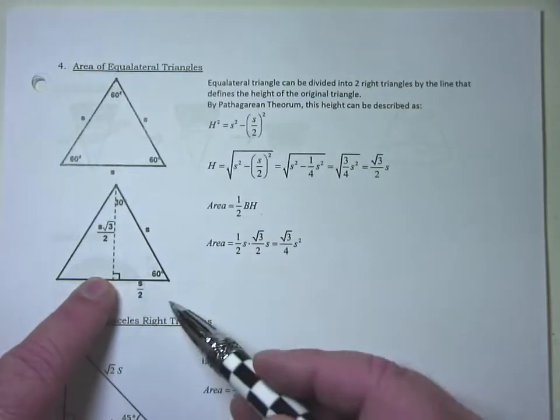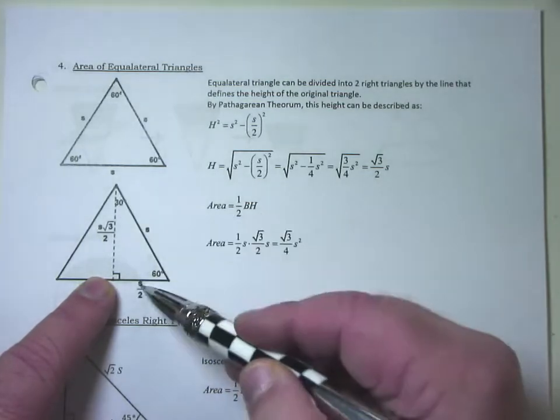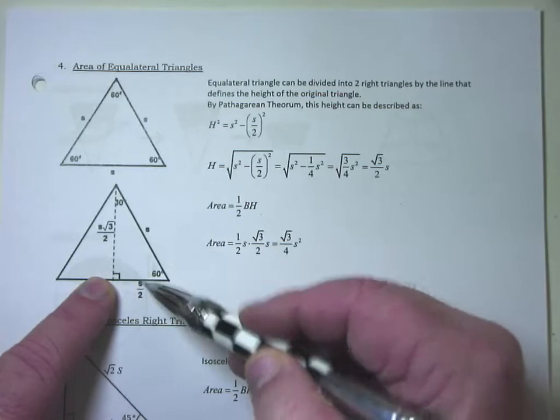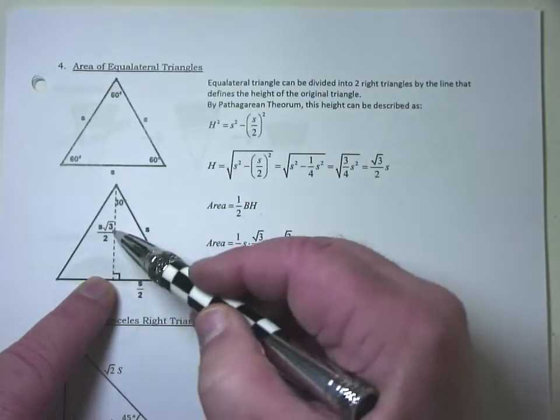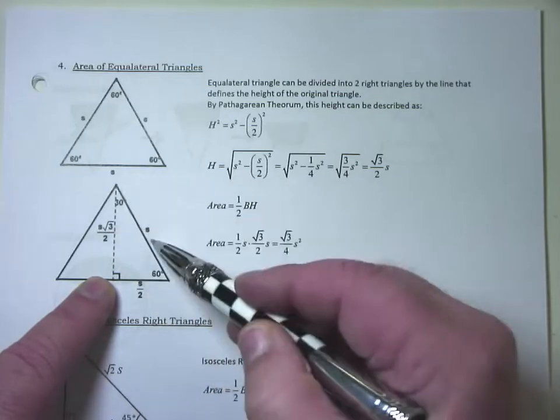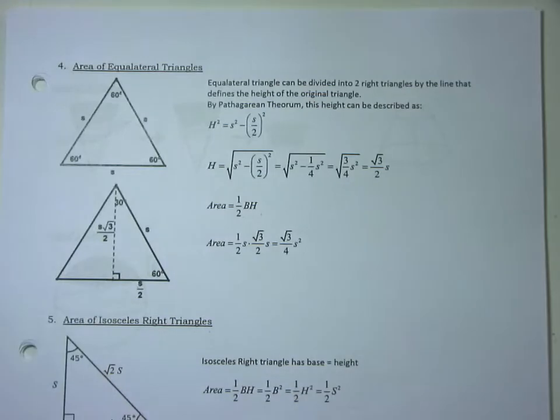Because you should know stuff about the 30-60-90 triangle, the side opposite the 30 degree angle is always half the hypotenuse. And by the Pythagorean theorem, that's going to make the other side the square root of 3 divided by 2 times the hypotenuse, which is S. Then you can do 1/2 base times height, and you're going to come up with a very interesting formula for an equilateral triangle. That is, the area is equal to the square root of 3 divided by 4 times the side squared, and the side is any side that you want to pick there.